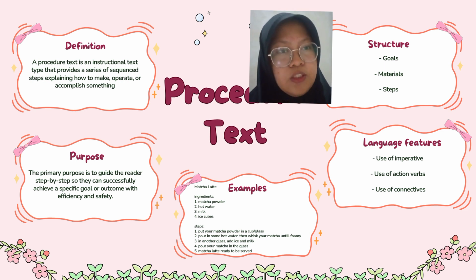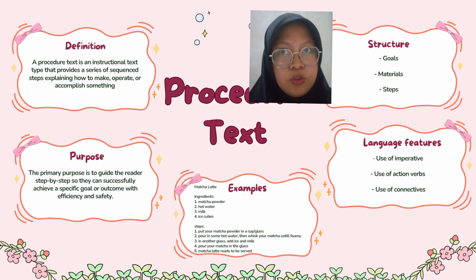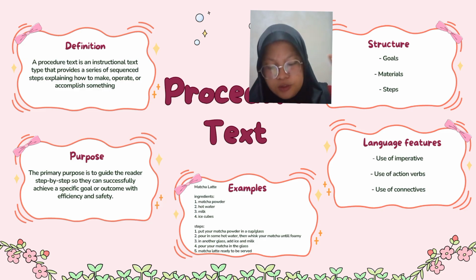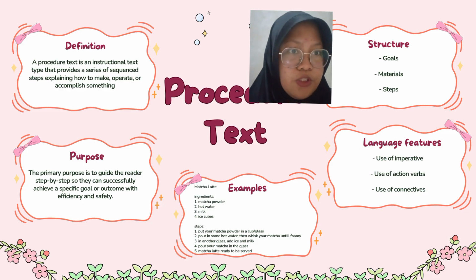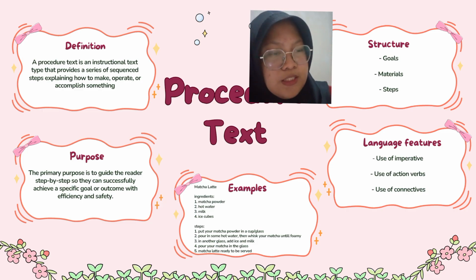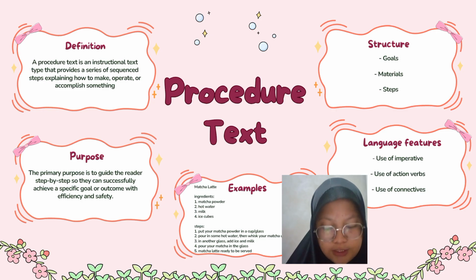The next one is materials. The materials are the materials or ingredients you need to achieve your goal or to do the steps. And the last one is the steps, or the series of chronological instructions, numbered or ordered using transitions, like step by step, or how exactly you do something, make something. It's in the step structure. And then the next one is language features. The first one is the use of imperatives, the use of action verbs, and the use of connectives.